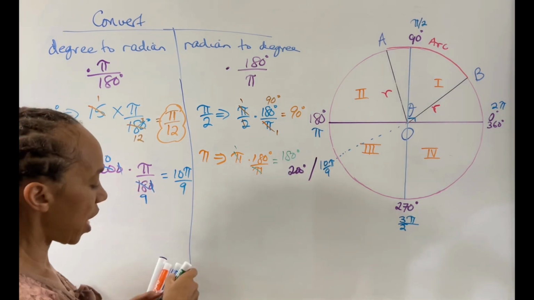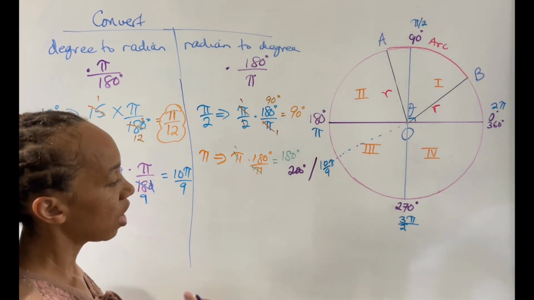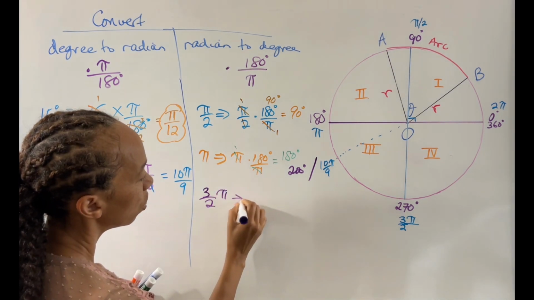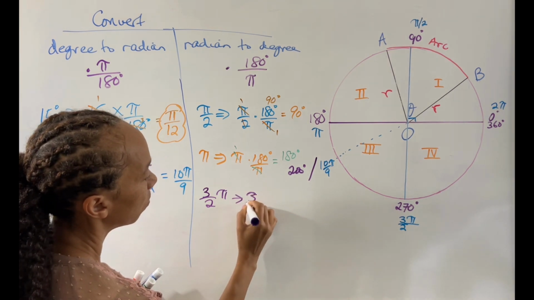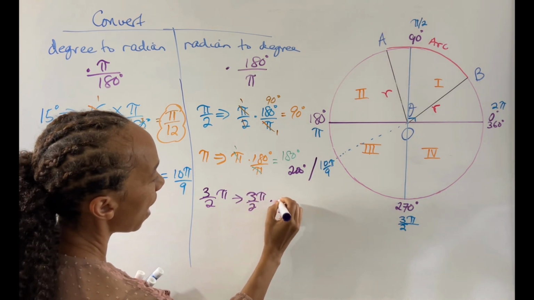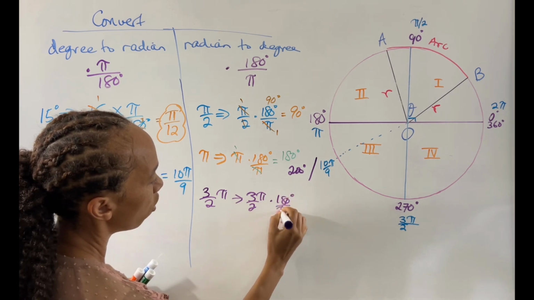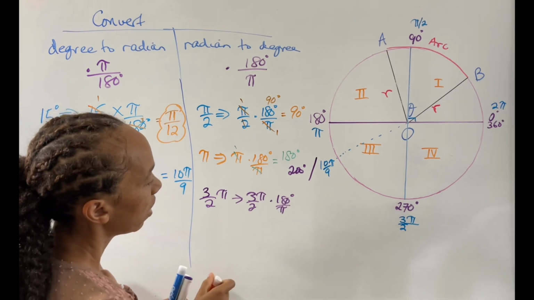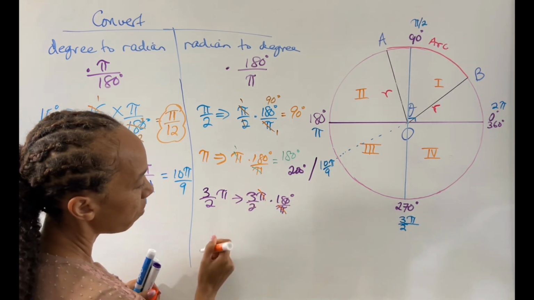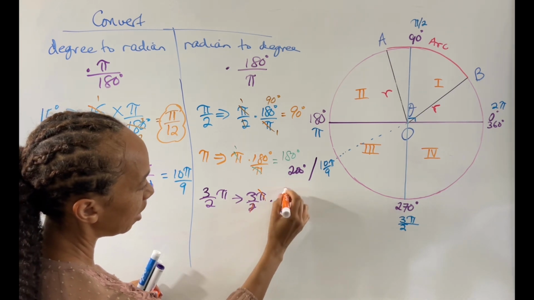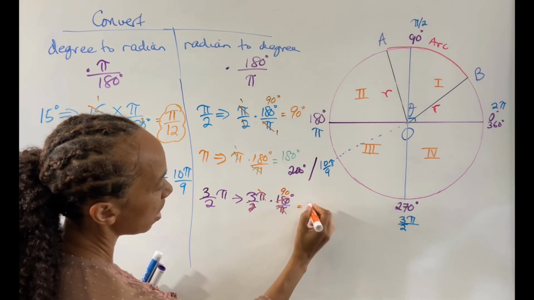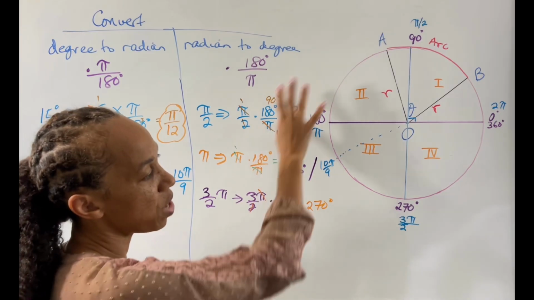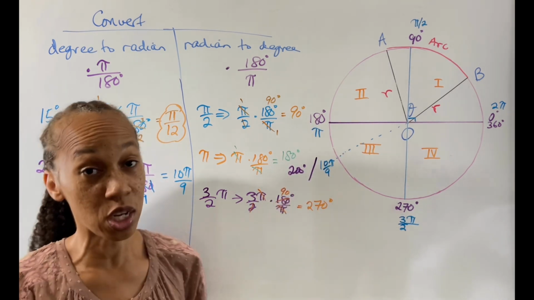If you want to change your radian, which is 3 over 2 pi, to degrees, multiply by 180 degrees over pi. To do so, we are going to simplify what we have. Get rid of your pi symbol. 2 into 180 is going to be 90. 90 times 3 is going to be 270 degrees. Now this is all good, because now we can see where that is located on the unit circle.